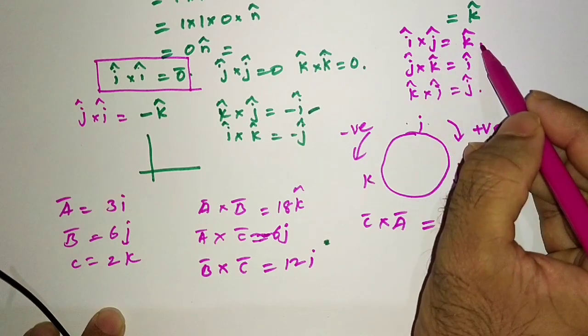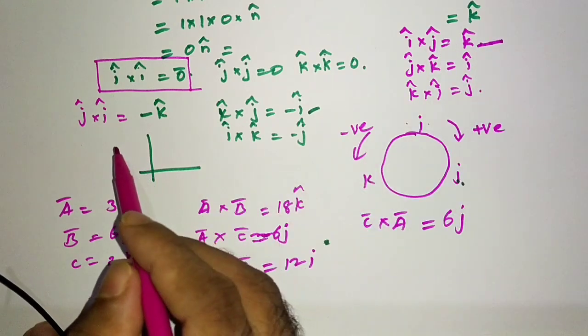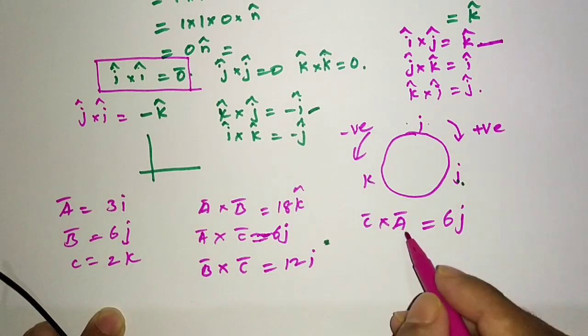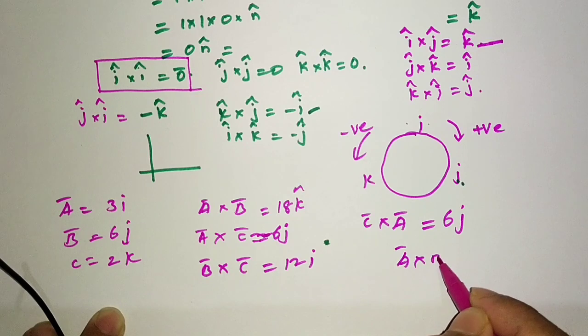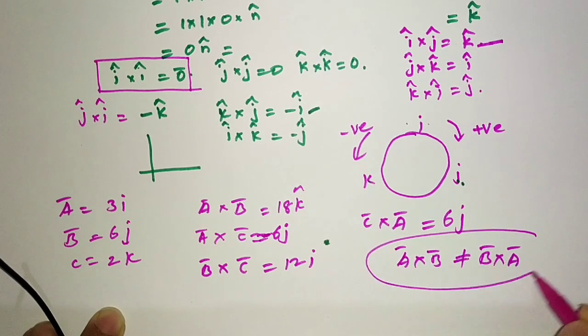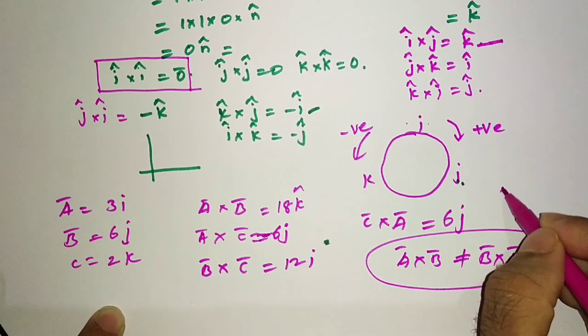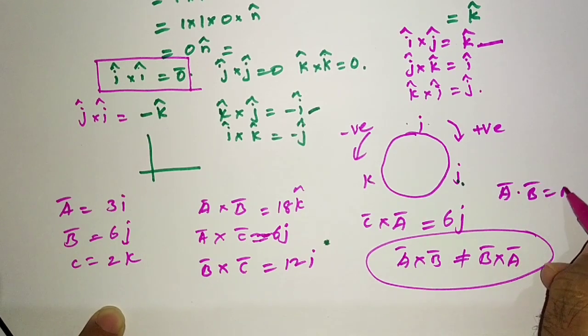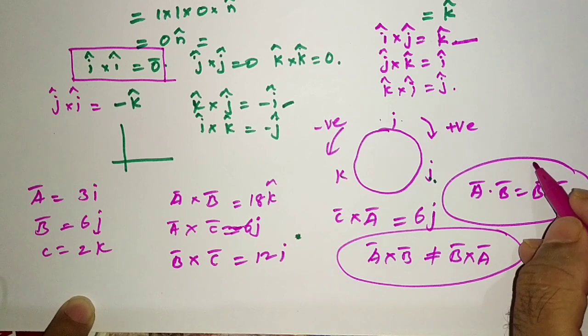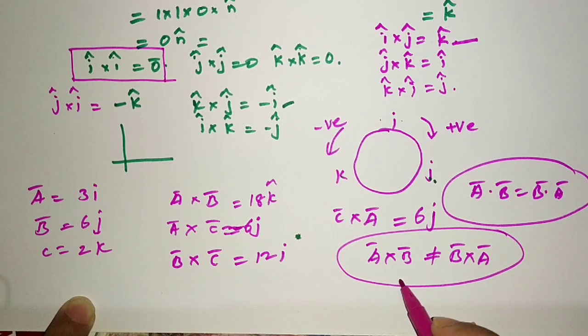i cross j is k, right? What is j cross i? Minus k. That means a cross b is not equal to b cross a. In dot product, a dot b is equal to b dot a. Okay, in dot product it is true, a dot b is equal to b dot a. It obeys the commutative law. But cross product does not obey the commutative law. a cross b is not equal to b cross a.